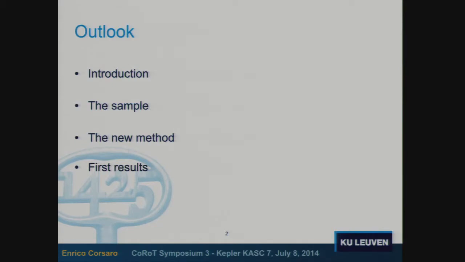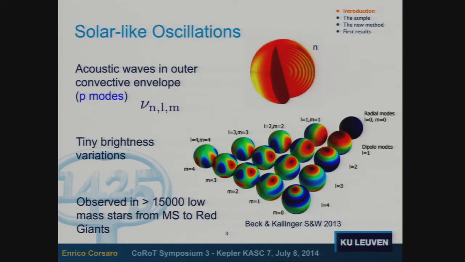Yeah, so in this talk I will start with a short introduction about star-like oscillations and present a sample of red giants, and then focus on the method that I'm working on and present some first results obtained with this method. So as you have seen already, star-like oscillations are basically acoustic waves propagating in the convective outer envelope of low mass stars.